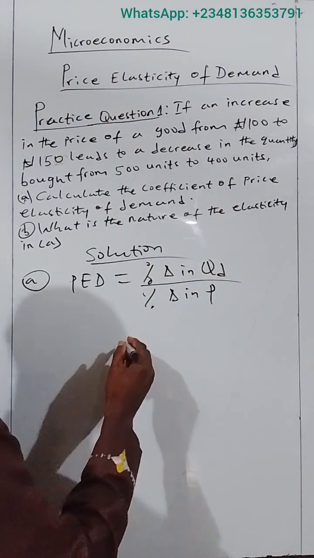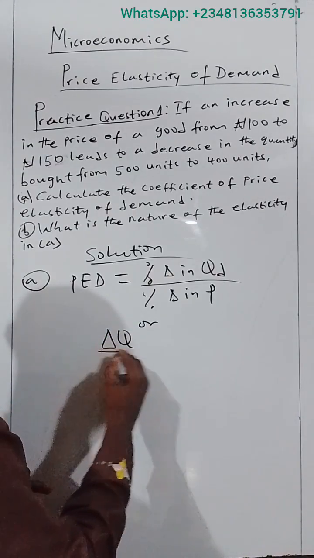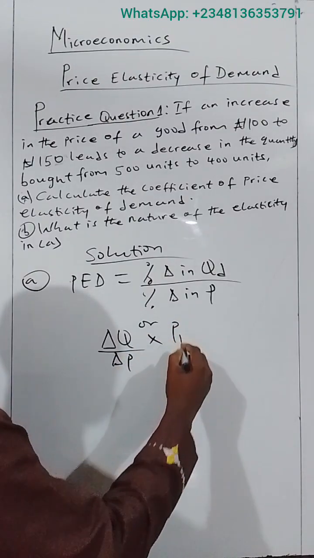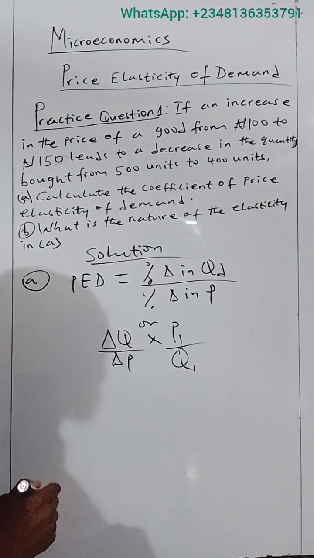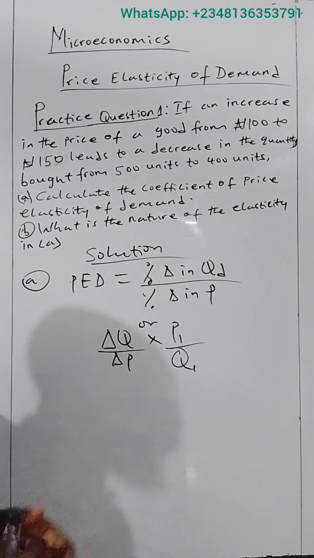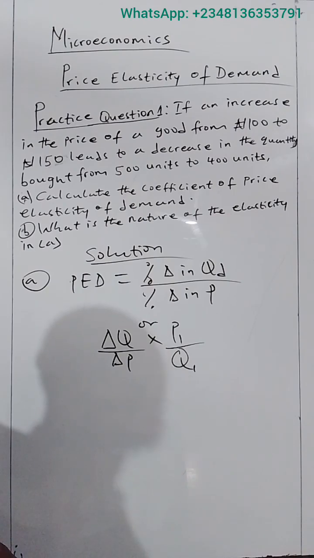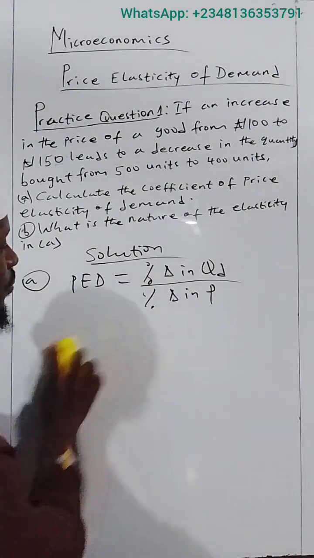The alternative formula is simply change in the quantity demanded divided by change in the price, multiplied by the initial price before the change divided by the initial quantity. Either of the formulas will give us the same answer. But in this video, I'll be applying the first formula. In our subsequent video, I'll be applying the second formula, and you are going to see that we get the same value.